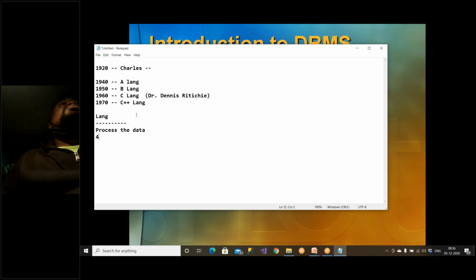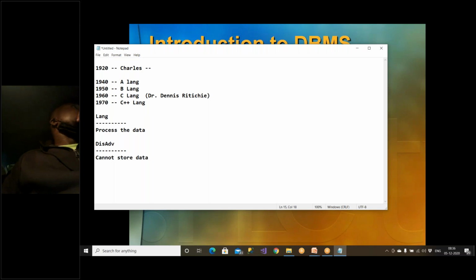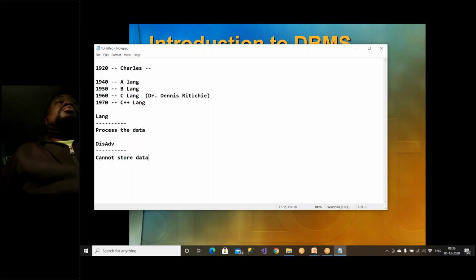Okay. So any language is used to process the data. So what a language cannot do, you can say the disadvantage of the language: it cannot store the data. So this is the big issue for the language. Okay, so remember this point. For example, you go to the bank and you say, "My name is Bhaskar Jogi. I wanted to open an account. My father's name is this. My address is this. I wanted to deposit $10,000 today, and you can open one account for me."